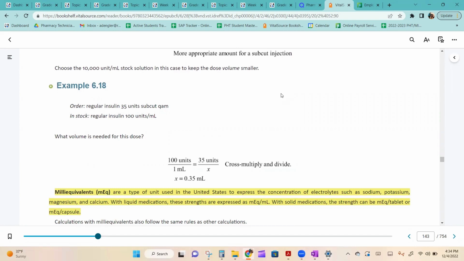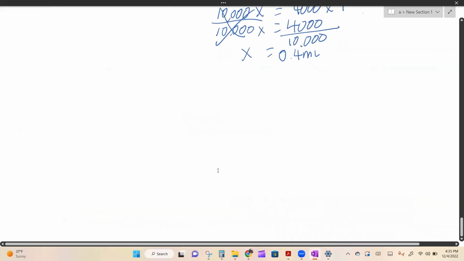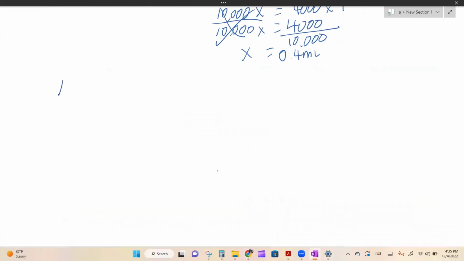Okay, so this one's insulin. So remember that insulin is 100 units per ml. That's the strength of like 95% of them. There's a couple others that are different, 200 and 500, but for now, just remember 100 units per ml, and the doctor has ordered 35 units. What volume is needed for this dose? So the doctor wants us to give them 35 units.